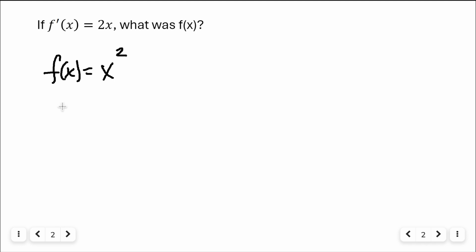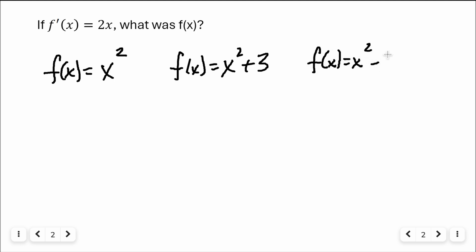And you might know what I'm saying right now, or you might be thinking, wait, what? The answer is x squared. Well, how about x squared plus 3? Could that be f of x? Well, what's the derivative of x squared plus 3? 2x. Well, now you're thinking, uh-oh. Because it could be that.